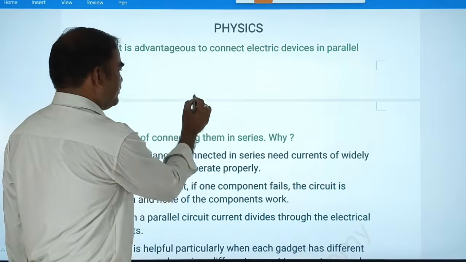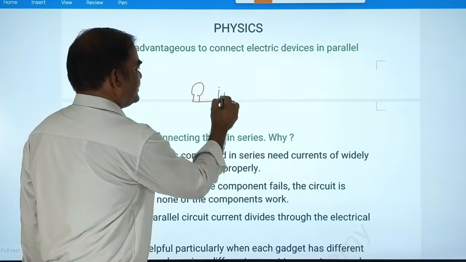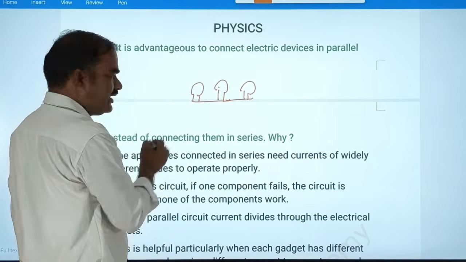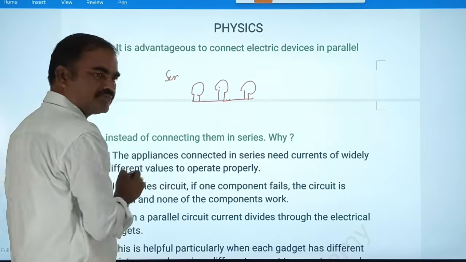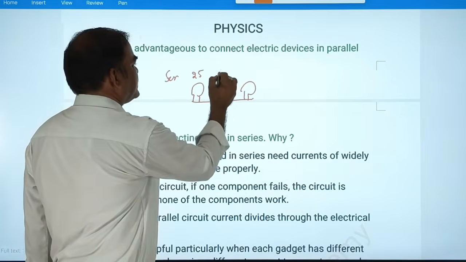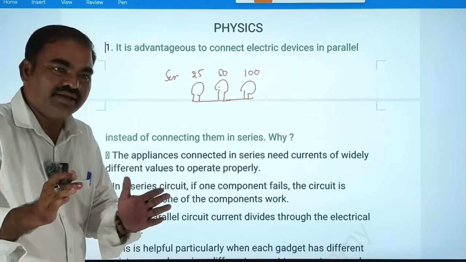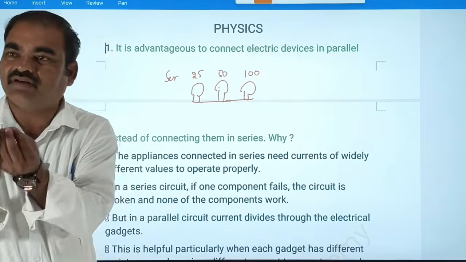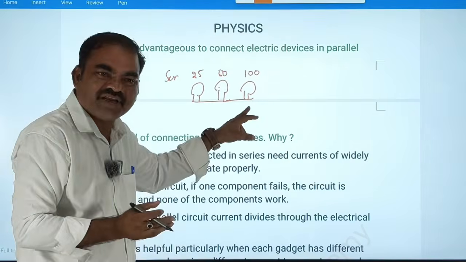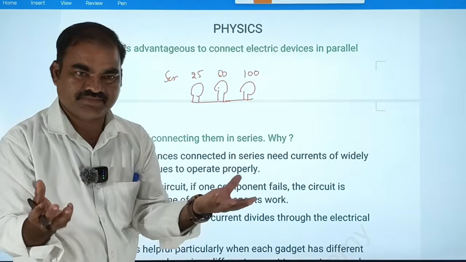For example, one bulb we are having here. This is one bulb, this is another bulb and this is the third bulb. Let us imagine it is a series. In series, for example, one is of 25, one is of 50 and one is of 100. In parallel, they will glow with whatever power is given. A 100 volt bulb means with 100 volt only it emits the light.